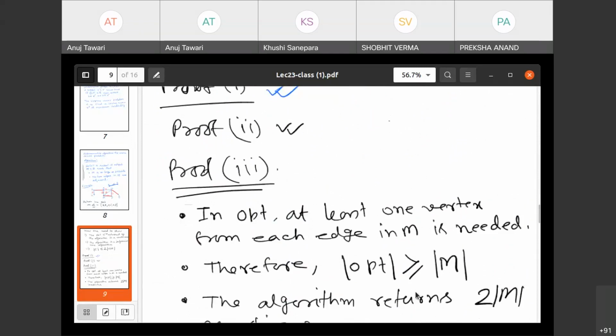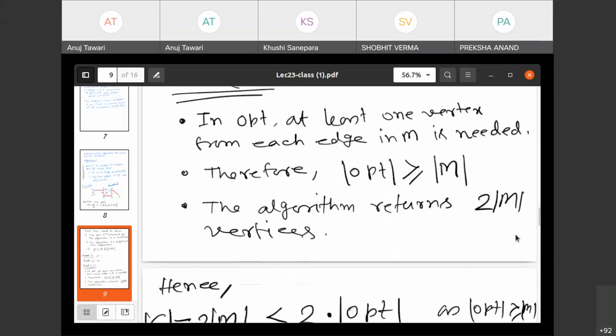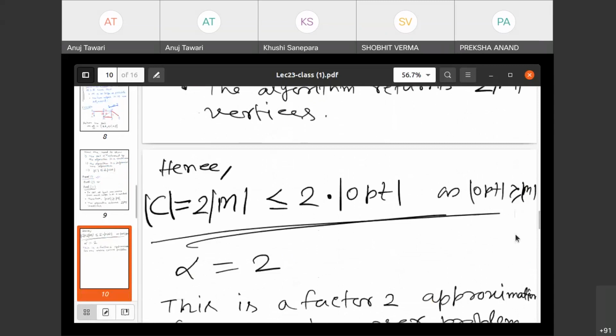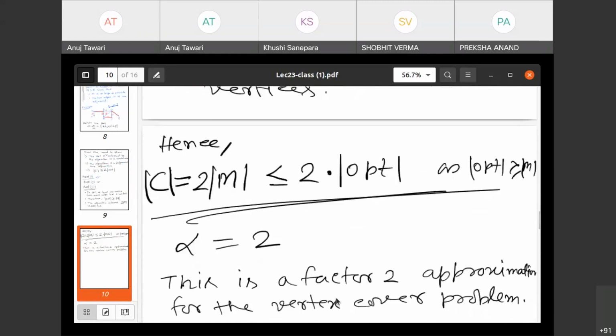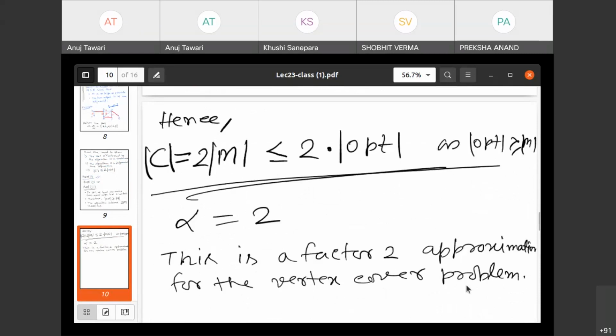And so how did we prove this? In the optimum vertex cover, at least one vertex from each edge in M is needed, right? So the optimum size will be at least the number of edges in M. And in our algorithm, we are outputting both endpoints of every edge in M. So we are returning 2 times M vertices. And therefore, the size of our vertex cover will be 2 times M, which is at most 2 times optimum, because optimum is always larger than M. And therefore, this is a factor 2 approximation for the vertex cover problem. Or we won't always mention factors. So 2 approximation means the size is at most double the size of the optimum vertex cover.